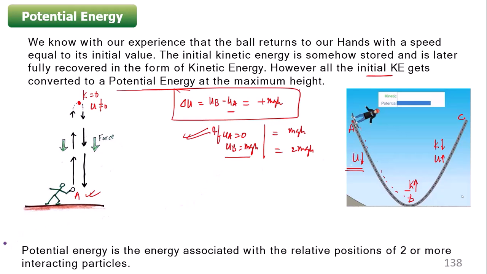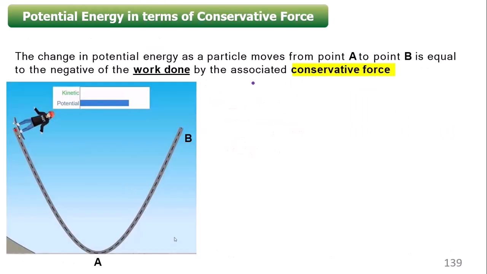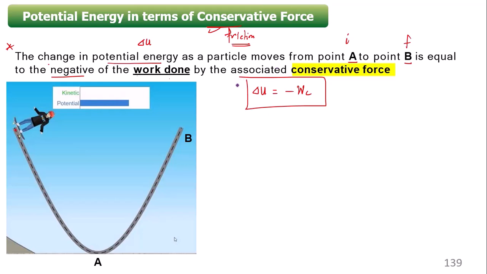Potential energy is the energy associated with the relative position of two or more interacting particles. So the potential energy depends on the interaction between the two particles. I have already said that potential energy is only defined for conservative forces. So delta U becomes minus of W_C. Every time be careful about this negative sign. Why? Because by definition, the change in potential energy is always the negative of work done by the conservative force.